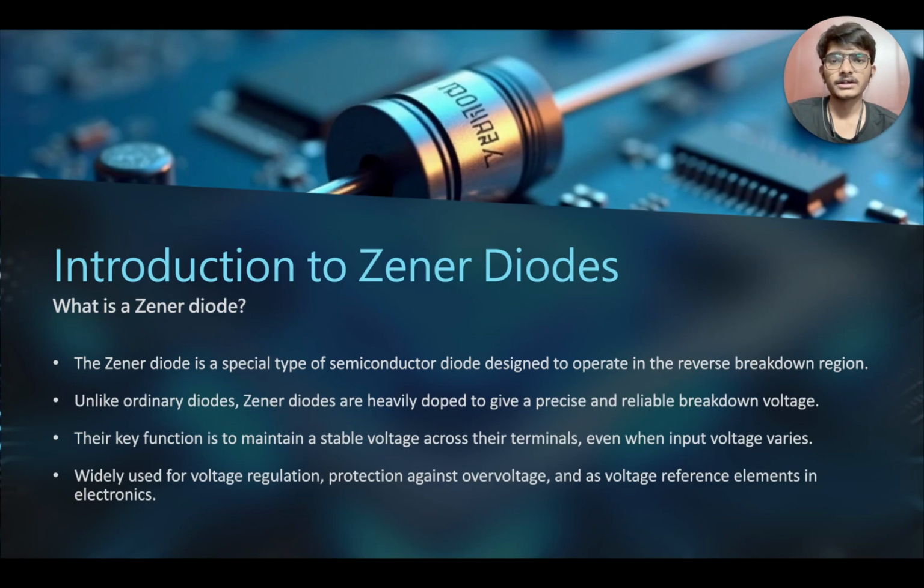First, introduction to Zener diodes. What is a Zener diode? A Zener diode is a special type of semiconductor which is designed to work only in reverse bias conditions. Unlike ordinary diodes, Zener diodes are heavily doped diodes. Their key function is to maintain a stable voltage across their terminals even when input voltage varies.